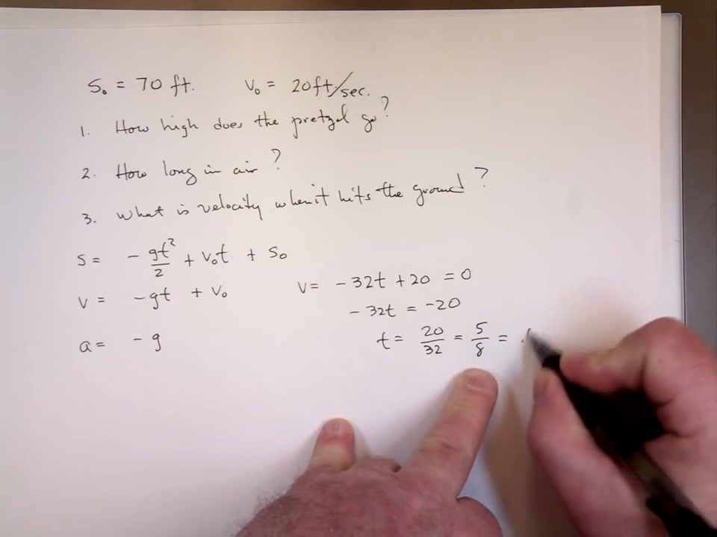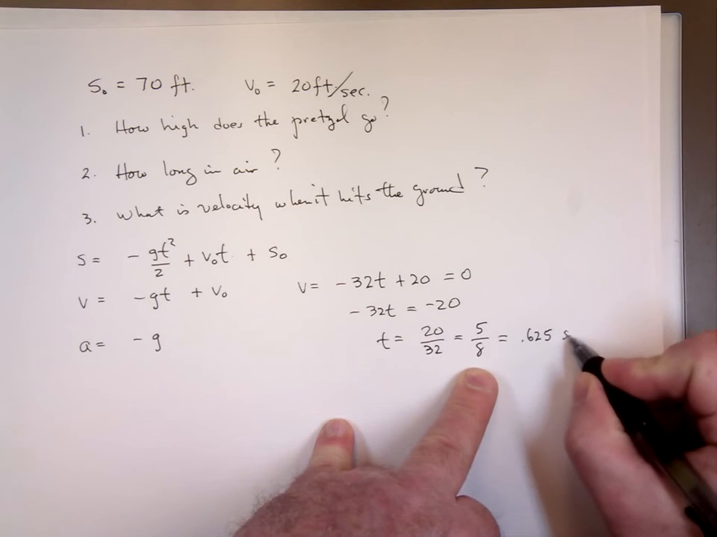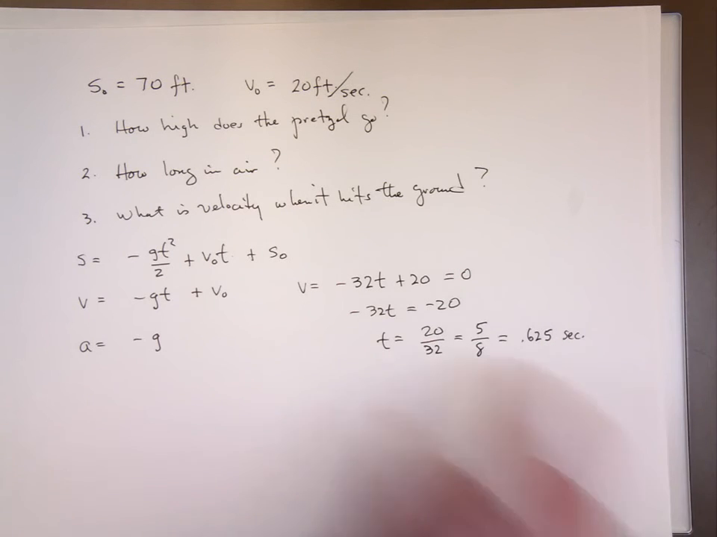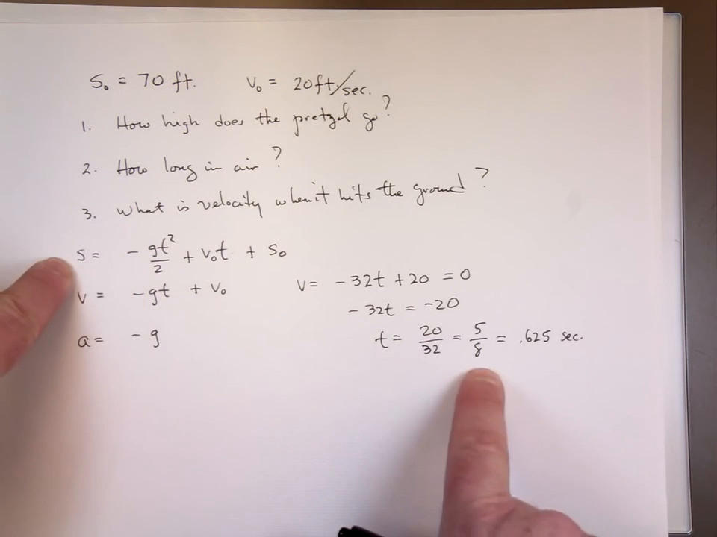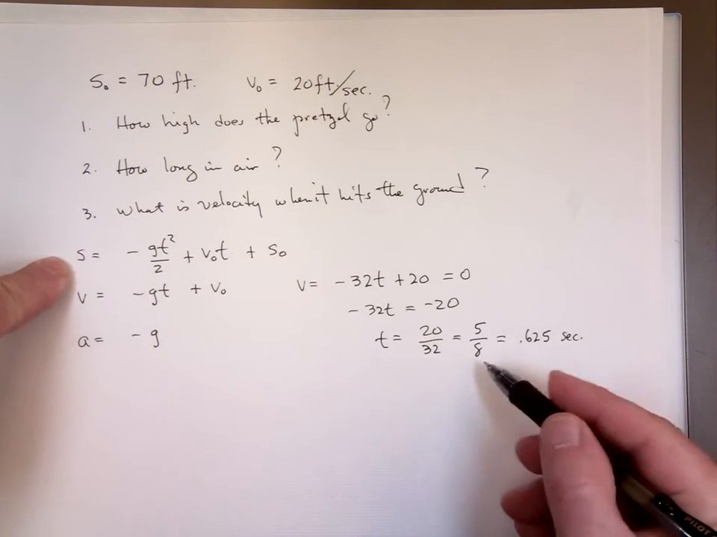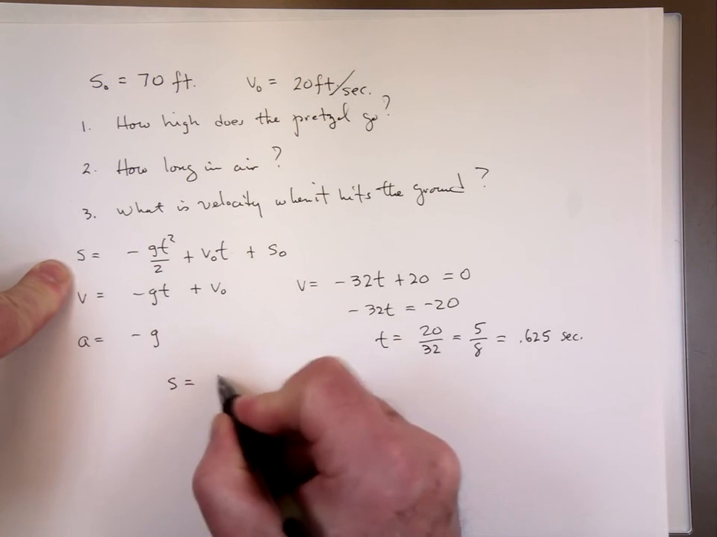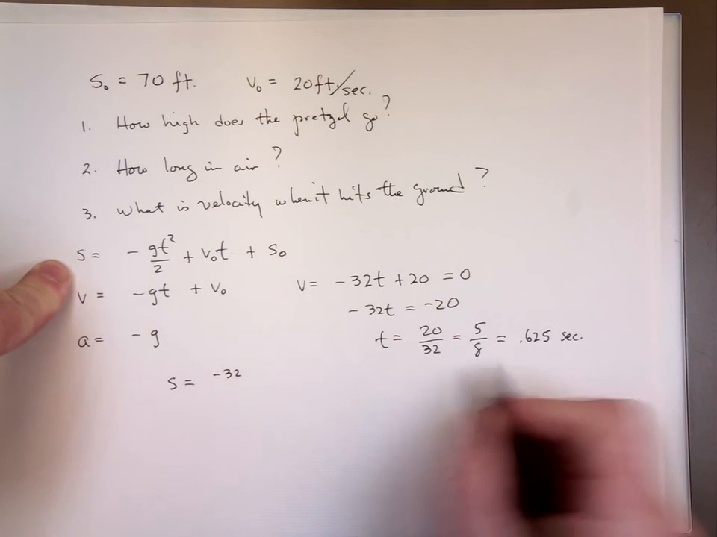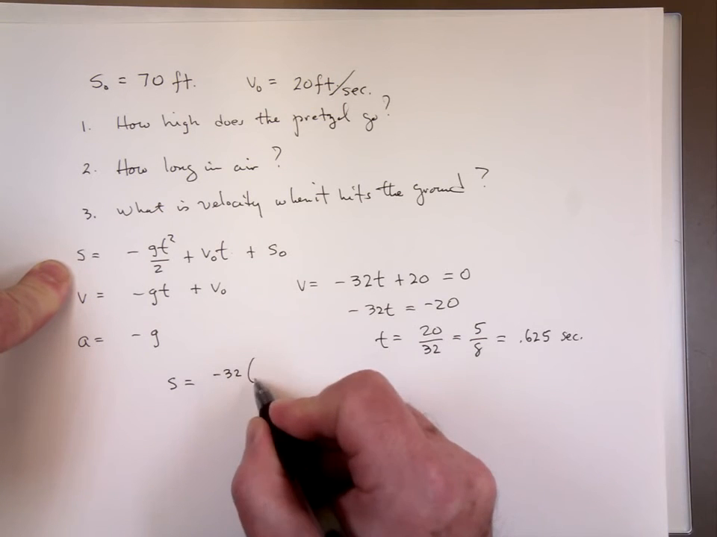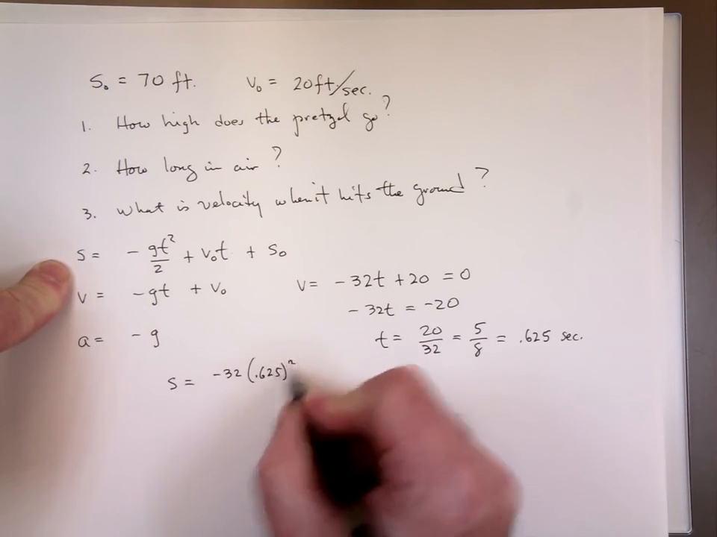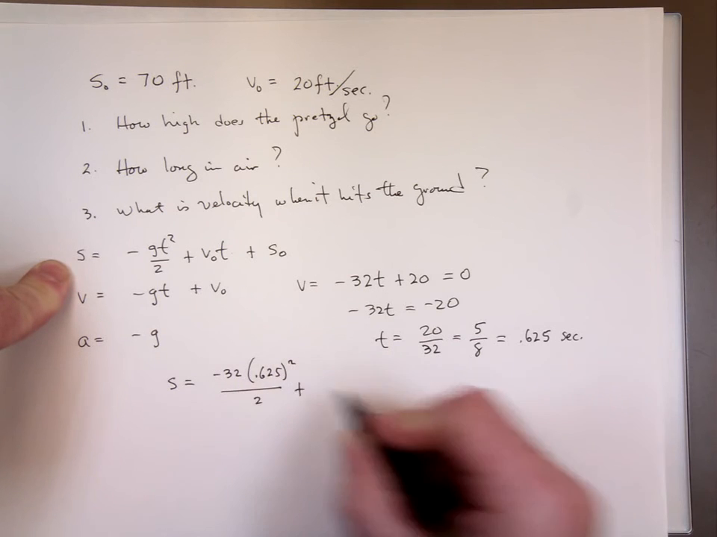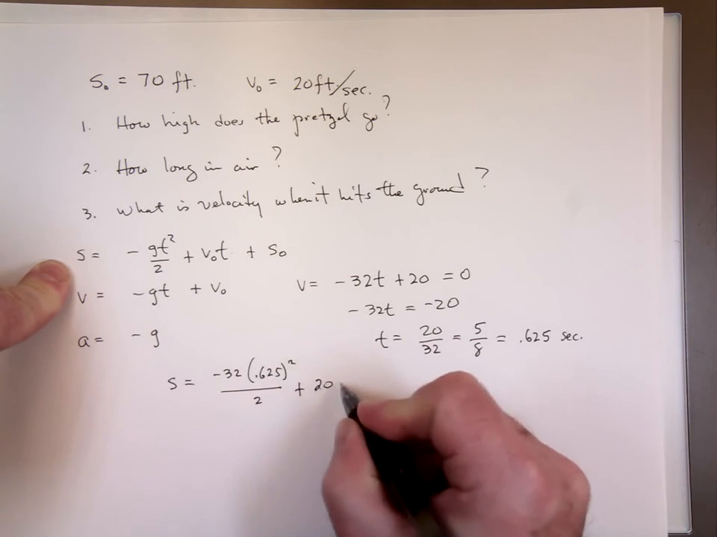So that's pretty quick. We're throwing it up in such a feeble way that it's just going to go up there a little tiny bit and then head down. How high does it get? Well, let's see. What's its position at 5/8? That's how high it will get. So we'll take this value, substitute it in for the position. S is equal to negative 32 t squared plus v sub naught t plus s sub naught.